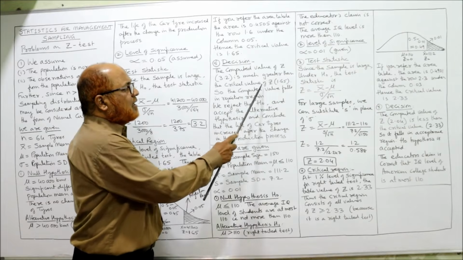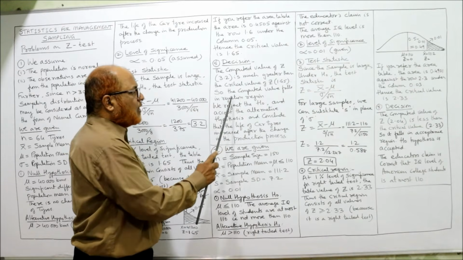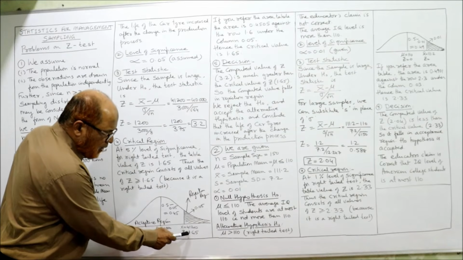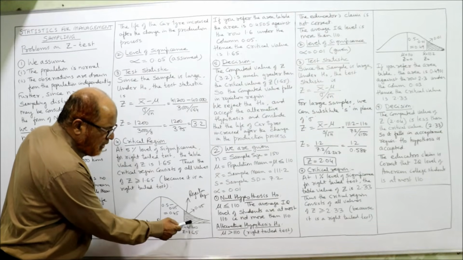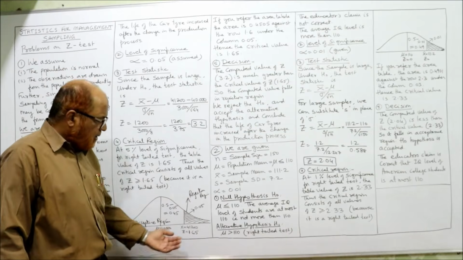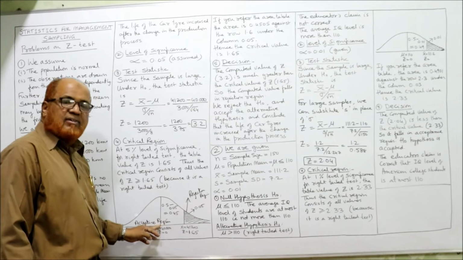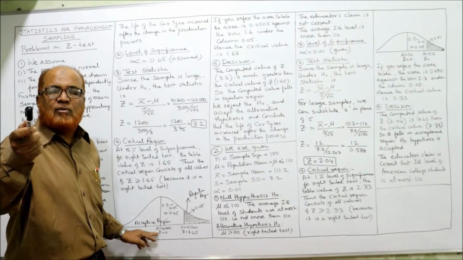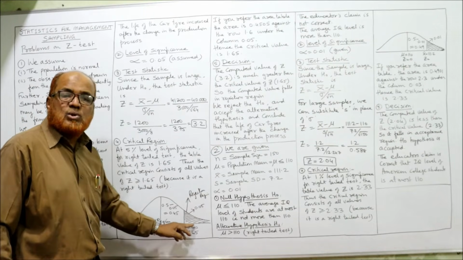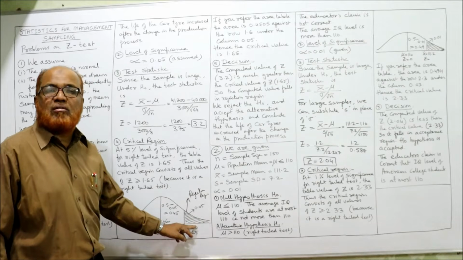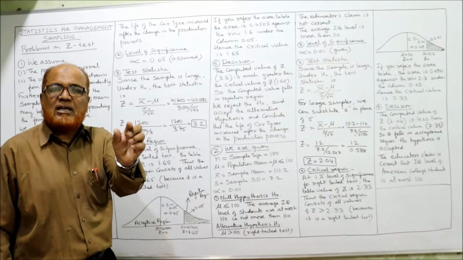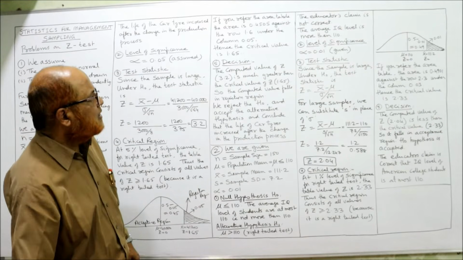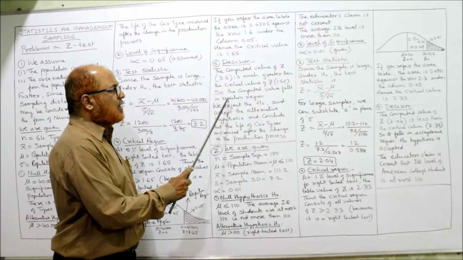It is much greater than the critical value. So the computed value falls in the rejection region. See here, this is the rejection region. 1.65 and more than 1.65 will go in the rejection region. Less than 1.65 will come in the acceptance region. Our computed value 3.2, which is more than 1.65, falls in the rejection region. The critical region is the rejection region. This is the critical region. Right? So the computed value falls in the rejection region.